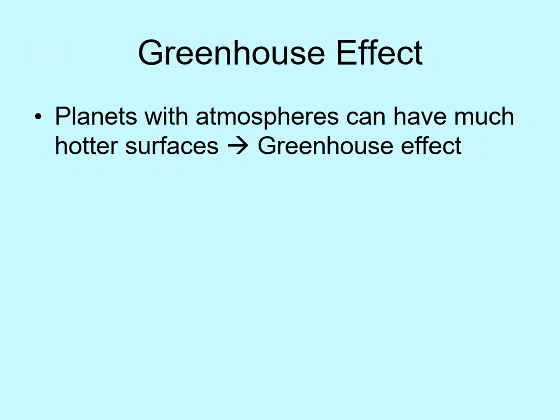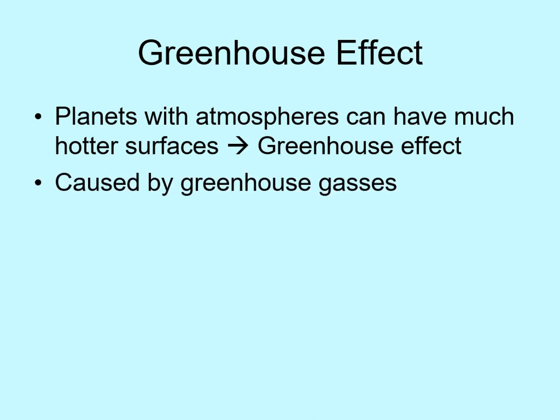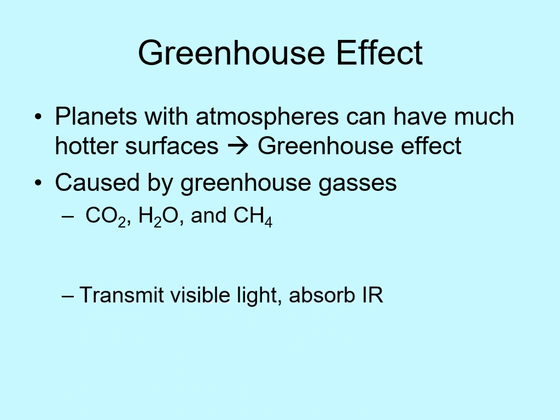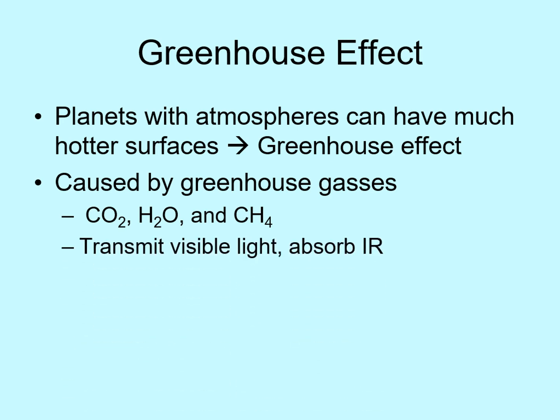The process you've just worked out in the last couple of questions is called the greenhouse effect, and it makes a world's surface hotter than you would expect from the no greenhouse temperature. The greenhouse effect is caused by gases like carbon dioxide, water vapor, and methane. These gases are all transparent to visible light, so sunlight passes through them easily. But they absorb infrared light, especially the long wavelength infrared light planets emit because of their surface temperature.